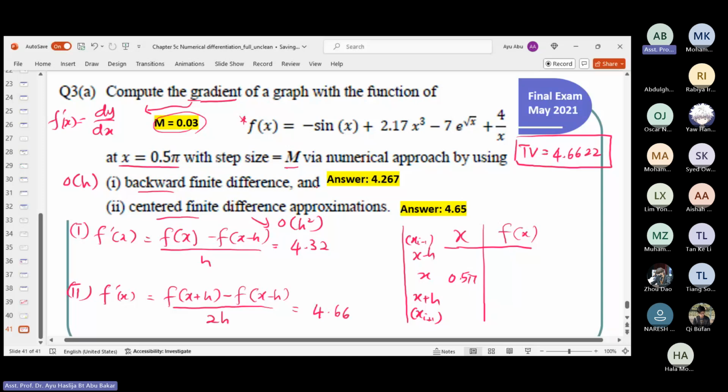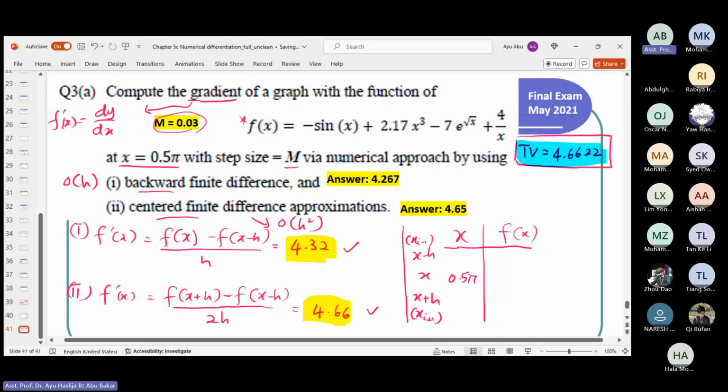Okay, so slightly different from the given answer, but it's still approaching the true value. Okay, so this answer is acceptable as long as it is approaching the true value. Okay, acceptable. Okay, I will advise you again to find the true value so that you know whether your answer is approaching the true value or not.